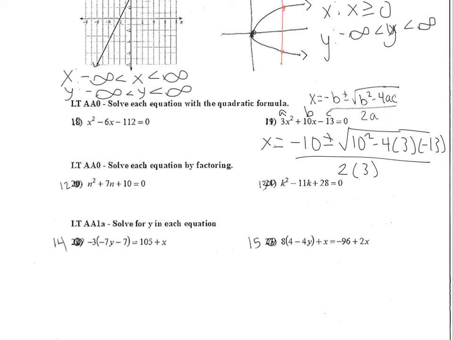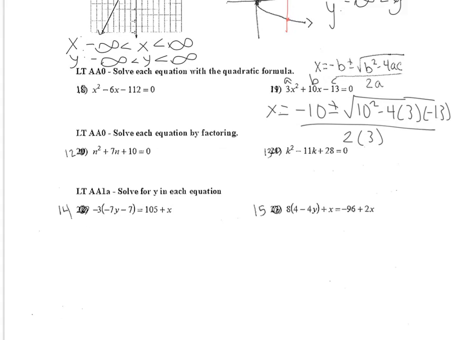And we keep continuing on with this problem. We do the stuff in the square root first, and from there we go, and then we do negative 10 plus our answer and divide by 6, and negative 10 minus our answer and divide by 6. Remember to do that in separate steps.